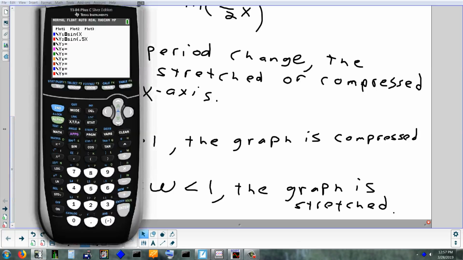Like if you did something like, let's just try 20x. For every cycle in blue, you're going to get 20 in red in the same space. So you can't even really see it. It's all squished together.